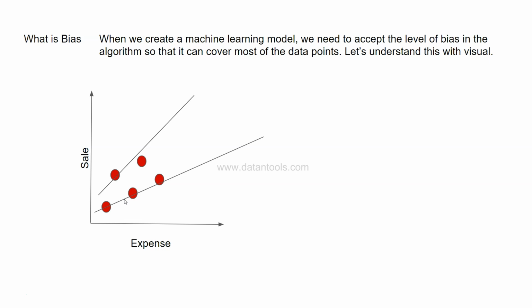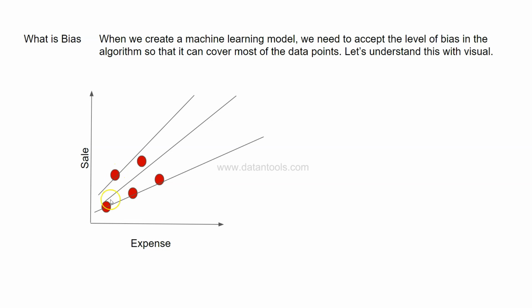Now again, we further tune the parameter values, or further fit the model on the training data, and we figure out that this line is the new line, which reduces the distance to the data points. And finally we say, yes, this line truly represents all the data points. This is basically what we call bias.